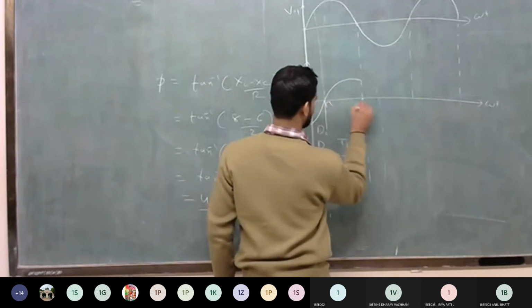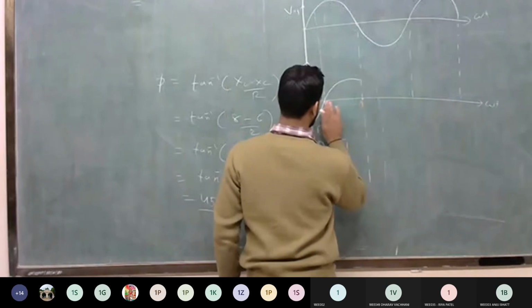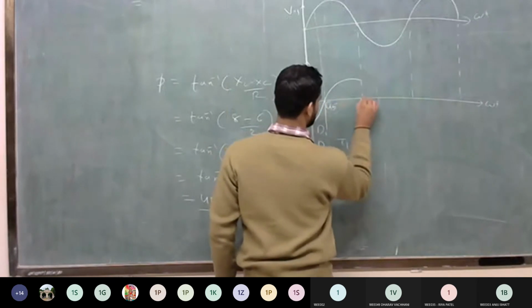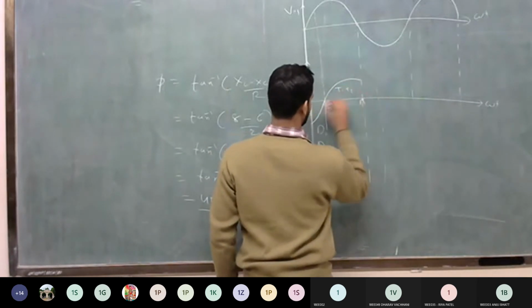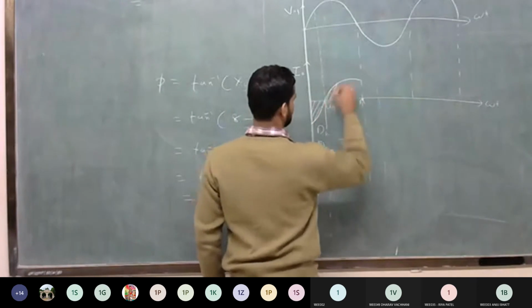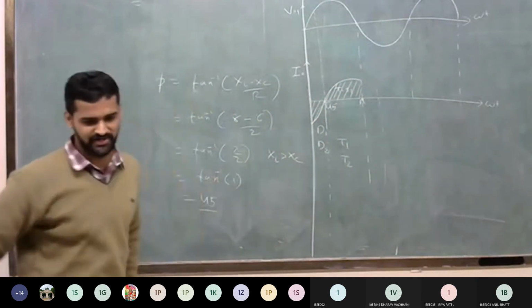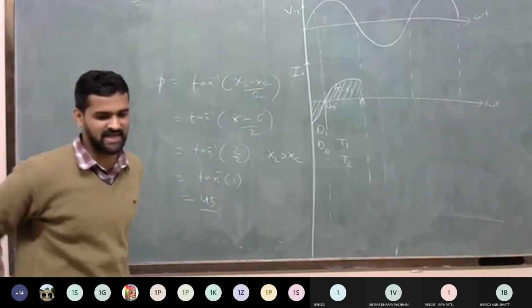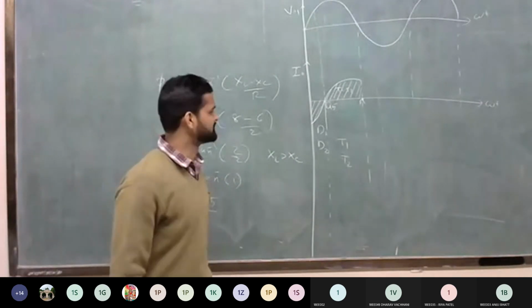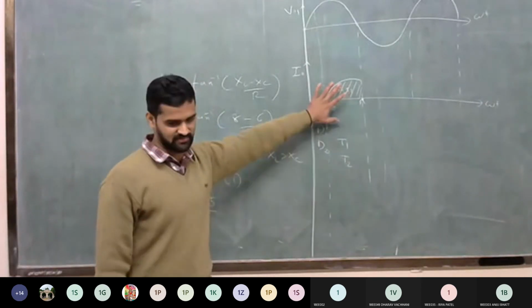Sorry, this angle 45 to pi, where T1 and T2 is connected. And at angle pi, it is force commutated or load commutated. That depends upon the thyristor turn-off time. Here, but here it is not possible.